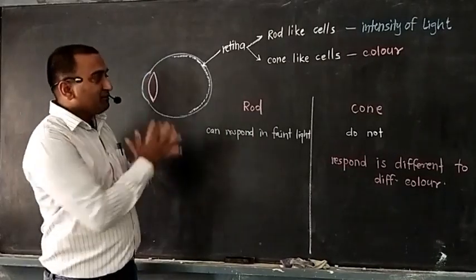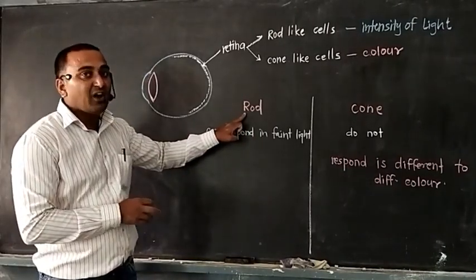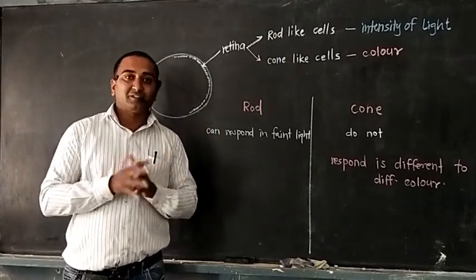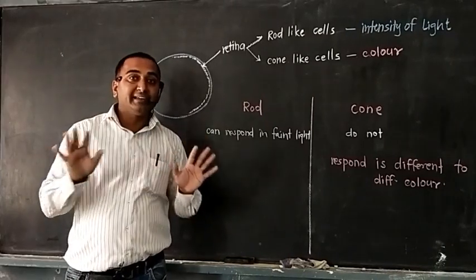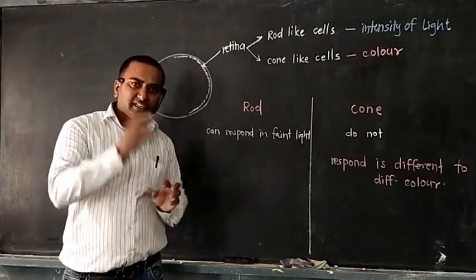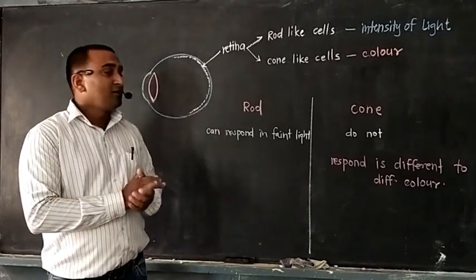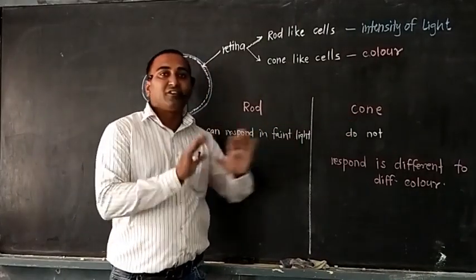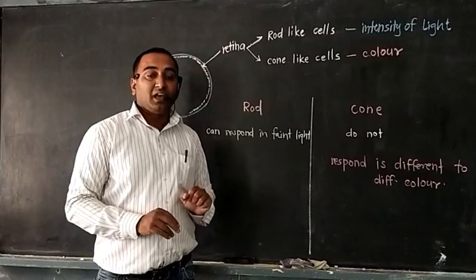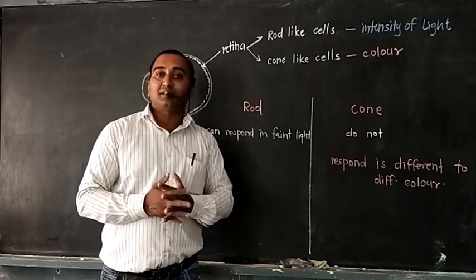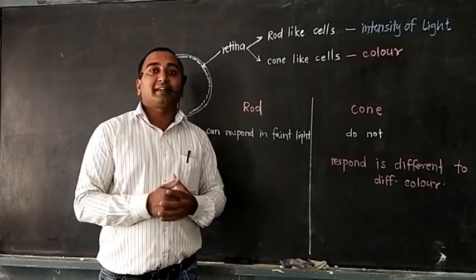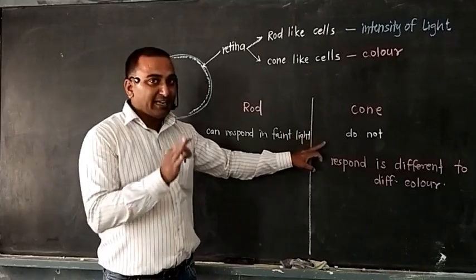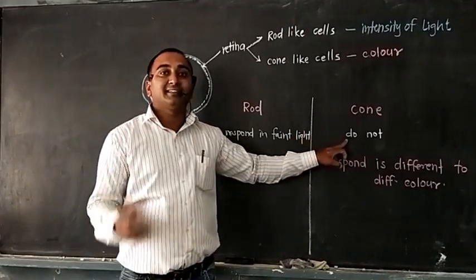So what is the difference between them? Rod cells can respond in faint light, so in the evening or early in the morning we get a little image of each and every object, but we can't get the color of that object. Why? Because cone like cells do not respond in faint light. Have you seen that in jewelry shops or the cloth market, full intensity light is present? Because in bright light our eye can get the color.